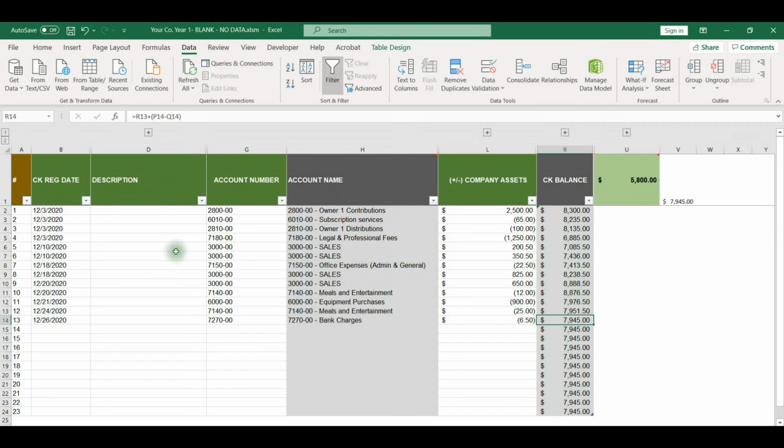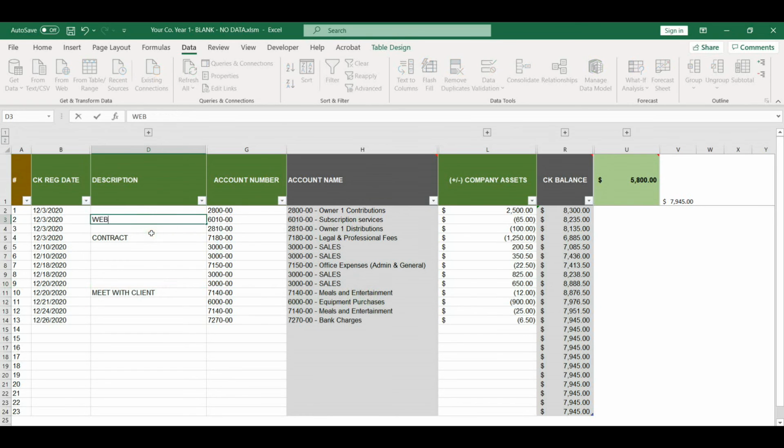So you can add a description over here as well. In this case, legal fees could be a contract that was written for my company. When it comes to sales, the particular item you sold. When it comes to meals and entertainment, it was meeting with a client. Okay, and you could be more detailed with that. Subscription service, you could say website.